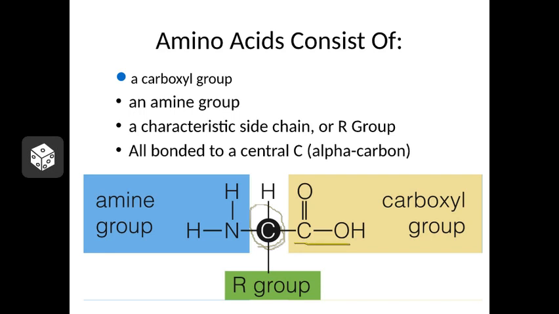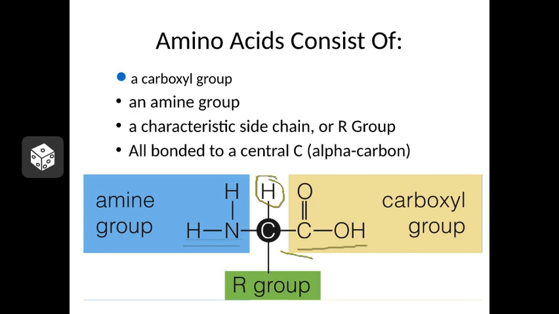Now, because carbon can make 4 covalent bonds, there are going to be 4 things attached to it. All amino acids are going to have a carboxyl group on one side and an amine group on the other side. This is where it gets its name, amino acid. Remember that carboxyls are acids. You will also find a hydrogen attached to that alpha carbon. It's kind of there just as a space filler.